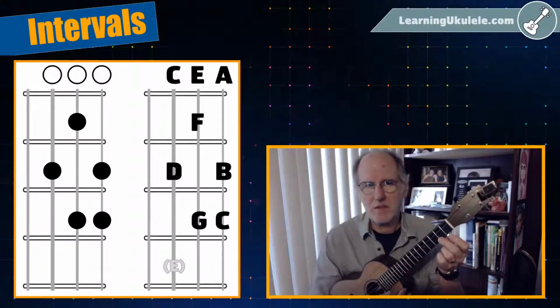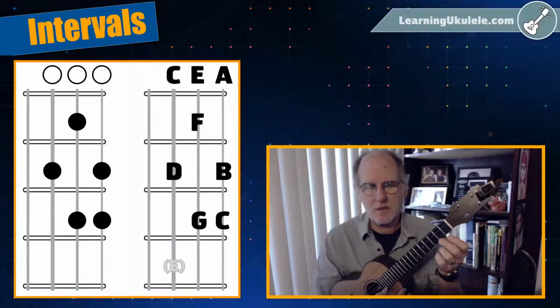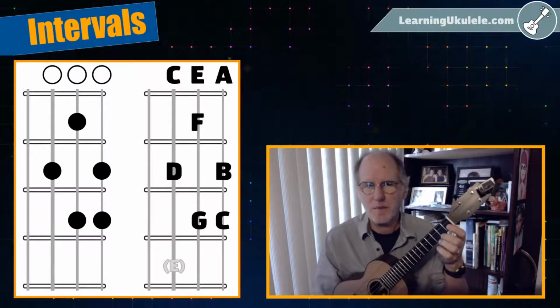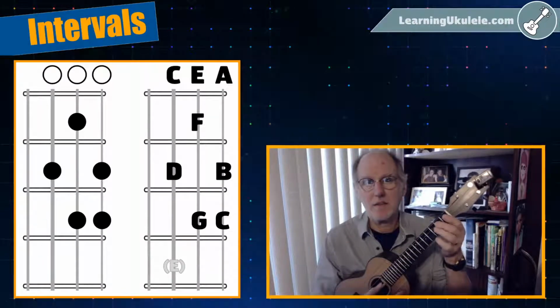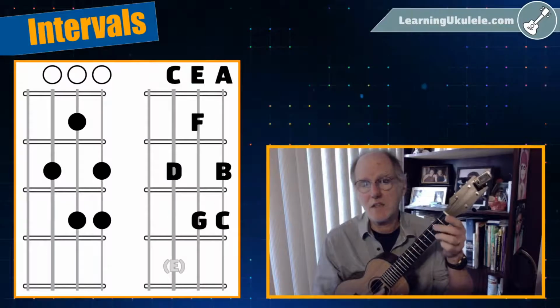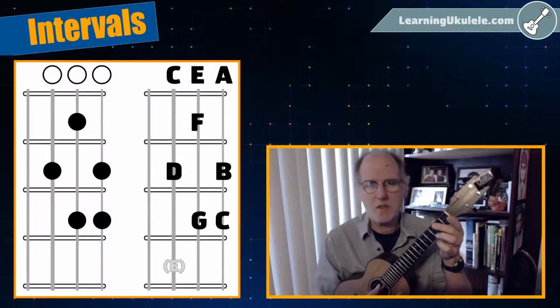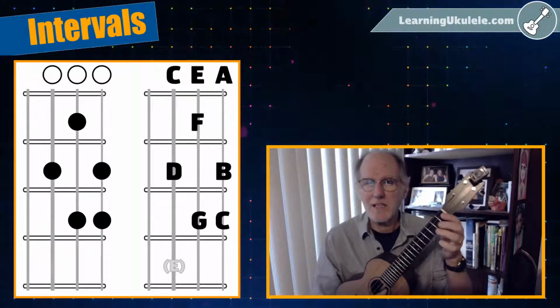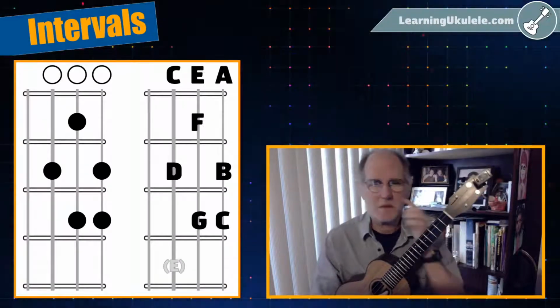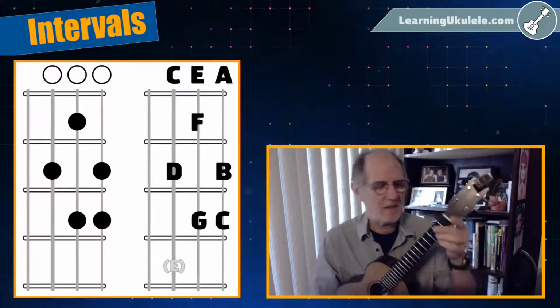And then B, string 1, fret 2. And then C. That's the C major scale: C, D, E, F, G, A, B, C. If you're using solfège, where you sing syllables for each letter, it's do, re, mi, fa, sol, la, si, do. So we snuck into that octave. And then descending.